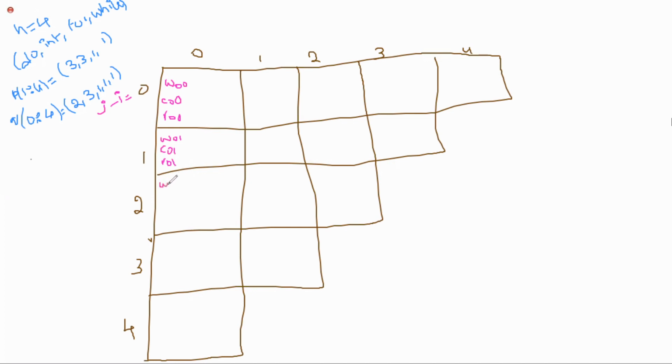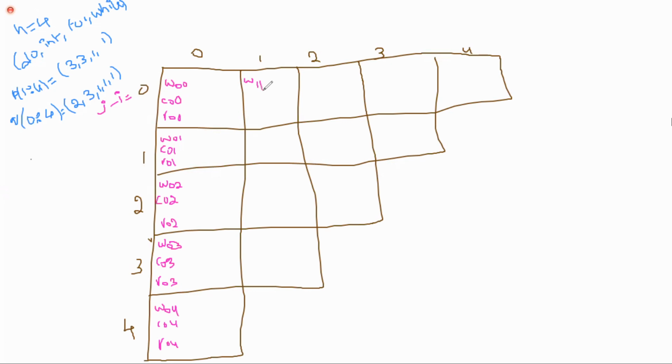Here the difference is 2. What will you write here? Can anyone respond? 0, 2. The difference is 2, 2 minus 0, which is 2. So W02, C02, R02. Here W03, C03, R03. Next, here the difference is 4. It is W04, C04, R04.